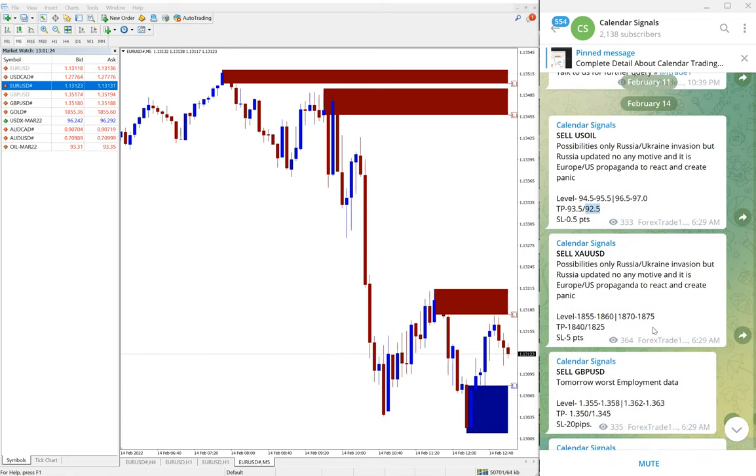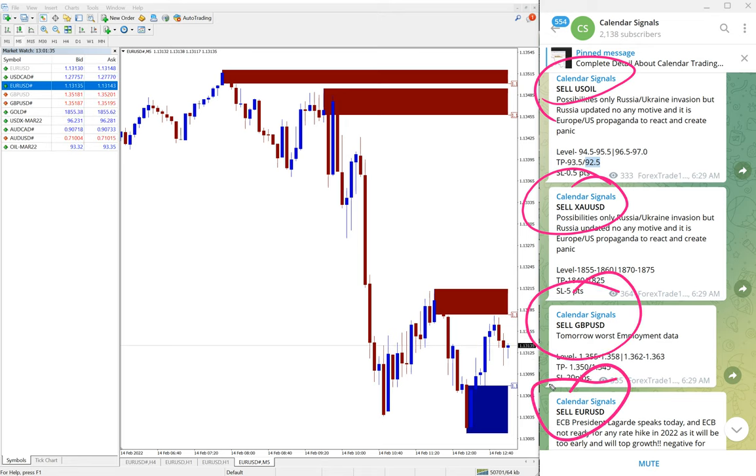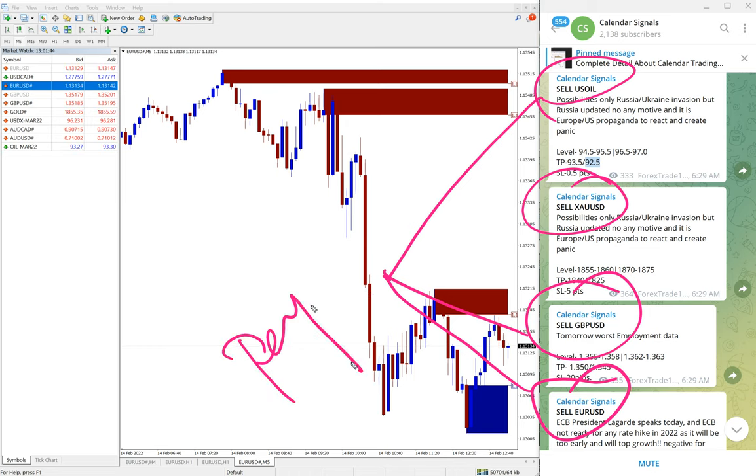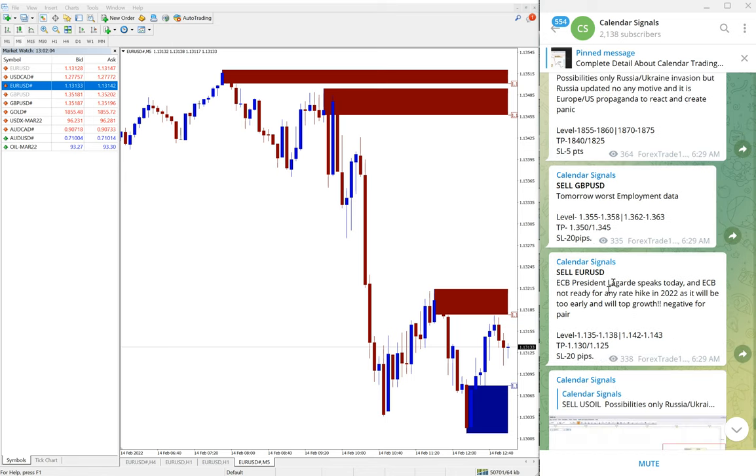So on 14th February we gave sell USOIL, sell XAUUSD, sell GBPUSD and sell EURUSD. Out of this, USOIL performed, GBPUSD performed and EURUSD performed, all these three signals performed, and XAUUSD is yet to perform, just made very small profit and still trading in the zone. Hope it will perform, and we will update you later in the channel. So out of four, three already performed, and sell XAUUSD is waiting to be performed.